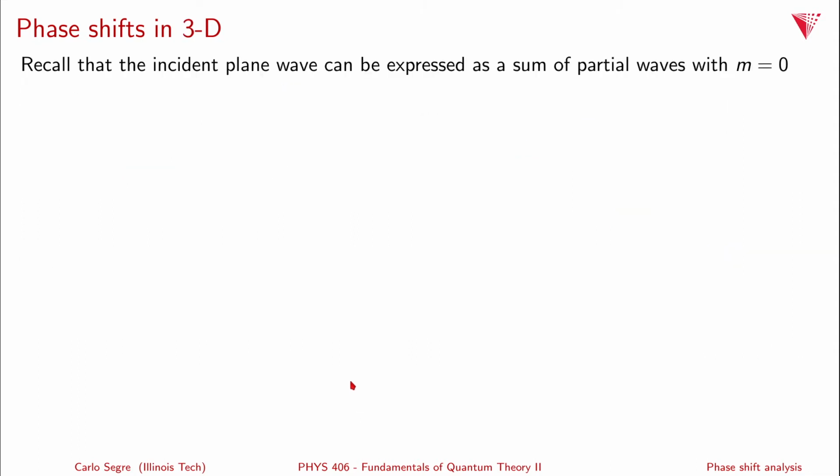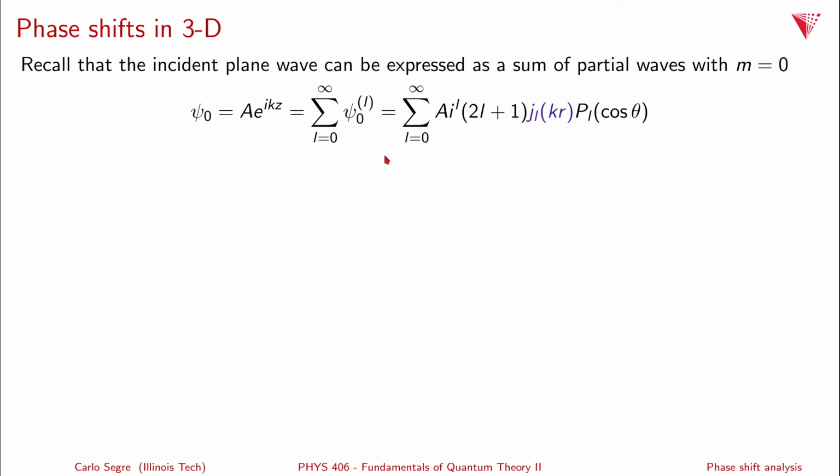Now in 3 dimensions, we have to go back to the expression that we used called the Rayleigh expression that allowed you to express a plane wave as a sum of partial waves with m equals 0. So the plane wave is just a sum of partial waves. And those partial waves look like this. Sum from L equals 0 to infinity, A i to the L times 2L plus 1 times Bessel function j sub L of kr times the Legendre polynomials P sub L of cosine theta.